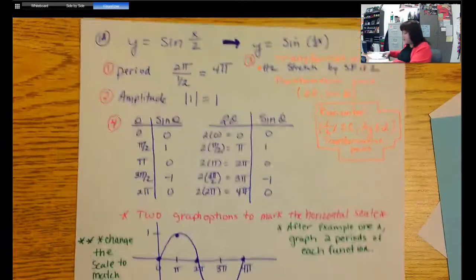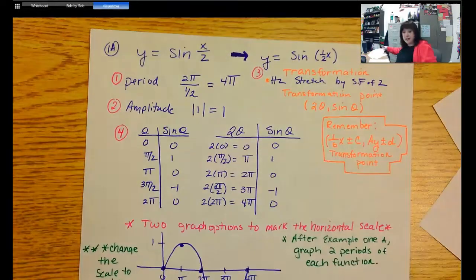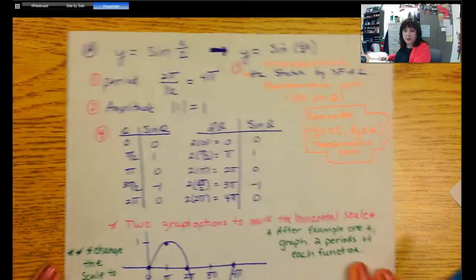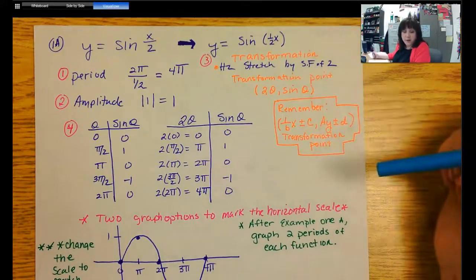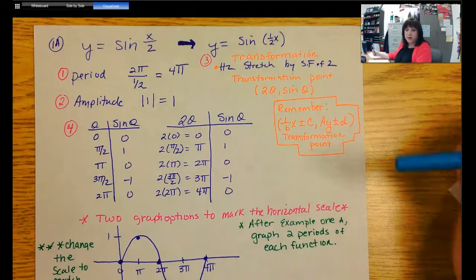All right, let's start with 1a. We're going to go through these graphs real quickly. I know that you can read through them, so I just want to touch base on a few things as we go through it. Anytime you do these graphs, I would like for you to determine the period and amplitude first, and then you can use your transformation points, your transformation table, whatever you need to get the graph.